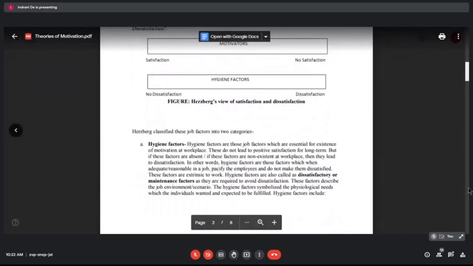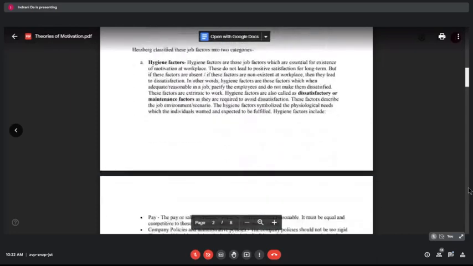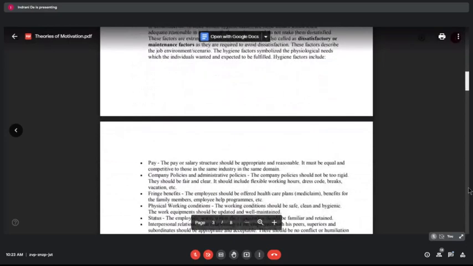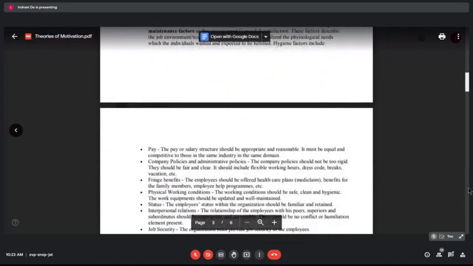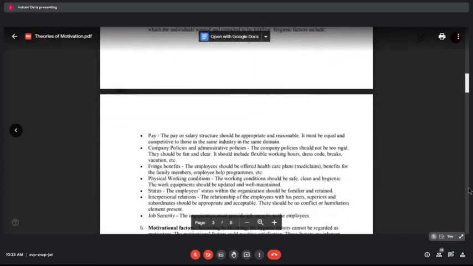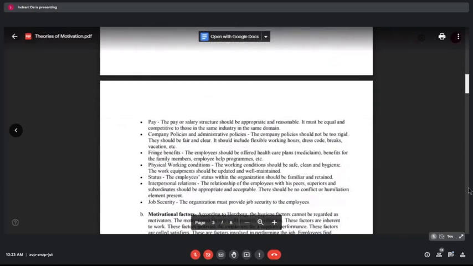Now, what is this hygiene factor? Hygiene factors are some job factors that are necessary, very important. They should be there in the organization. If you look at the examples, it will be easy to understand. Like the payment. The pay or salary structure should be appropriate and reasonable. It must be equal and competitive to those in the same industry, in the same domain.